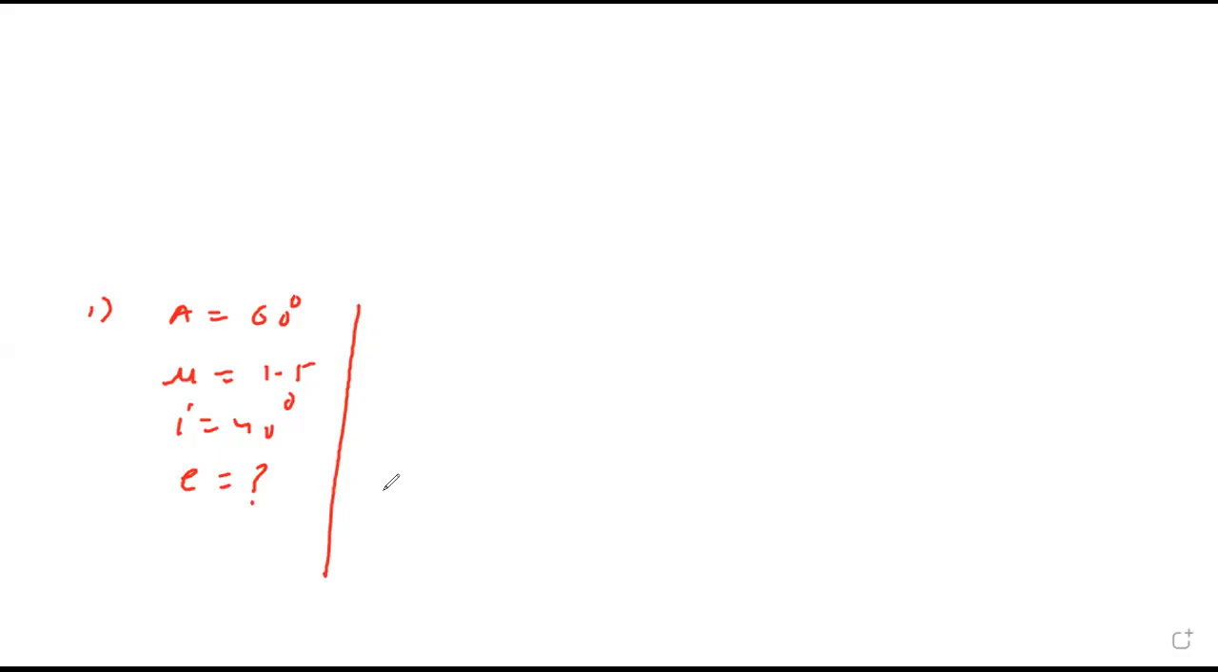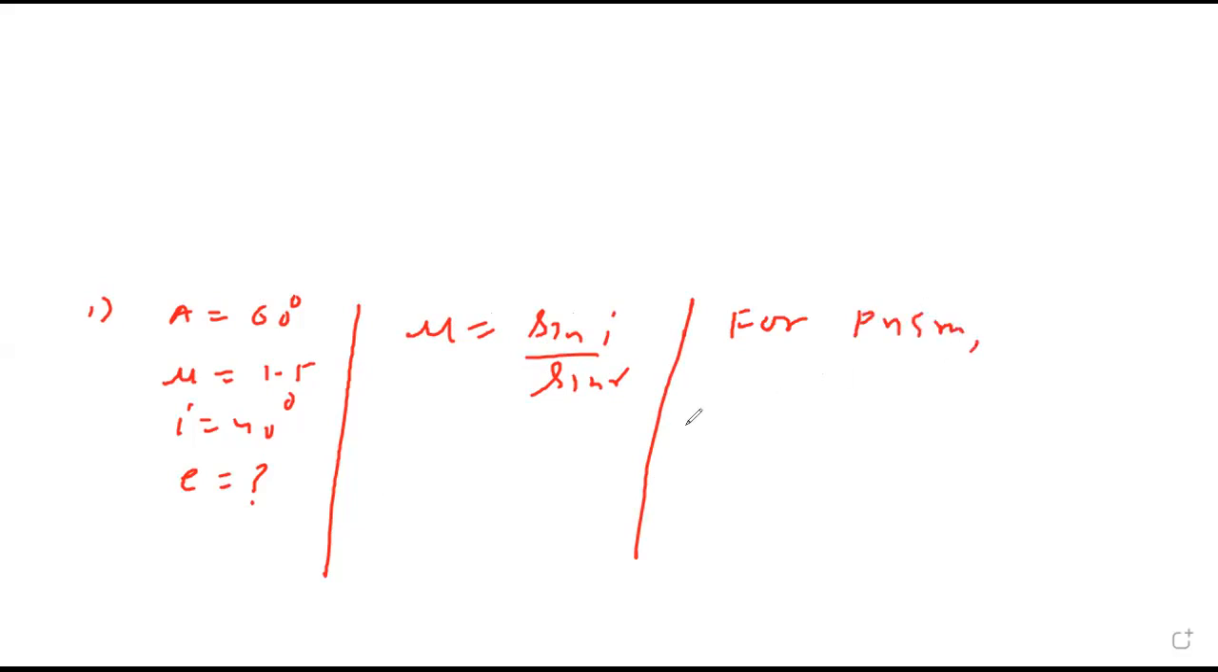So do we find delta m and then? No. So we find angle of refraction, then mu is equal to sin I upon sin R. Perfect. Then that means we'll get R. After that? No. Then for any prism, whether it gives minimum deviation or not, A is R1 plus R2, no? Yes, sir. So you'll get R2 from here. And then mu is sin E upon sin R2.